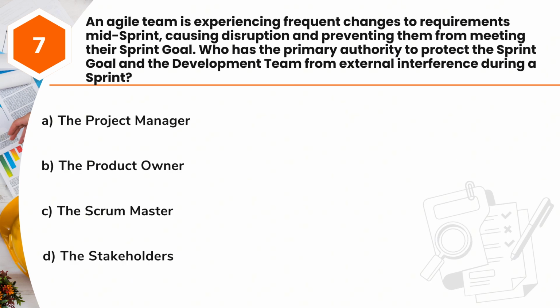Question 7. An Agile team is experiencing frequent changes to requirements mid-sprint, causing disruption and preventing them from meeting their sprint goal. Who has the primary authority to protect the sprint goal and the development team from external interference during a sprint? A. The project manager. B. The product owner. C. The Scrum Master. D. The stakeholders.